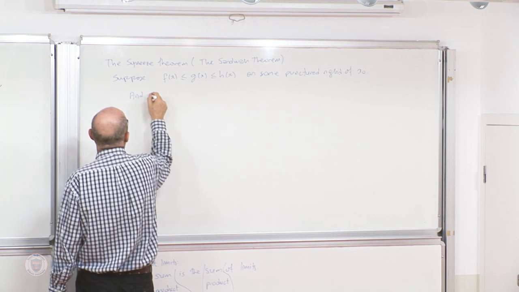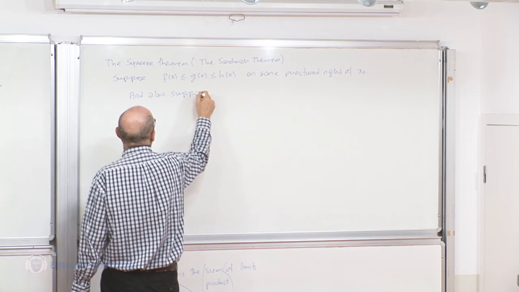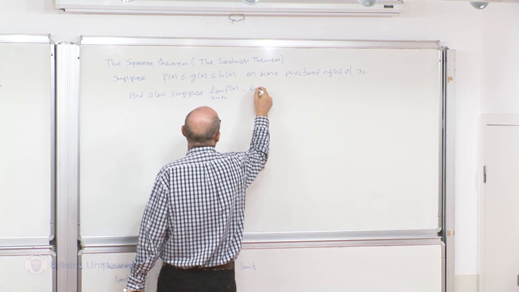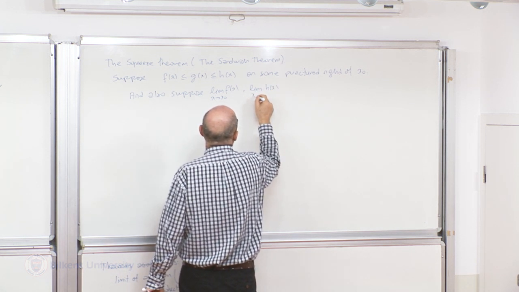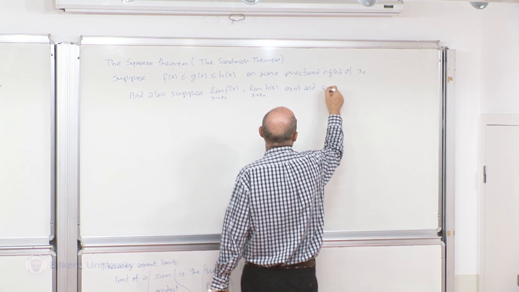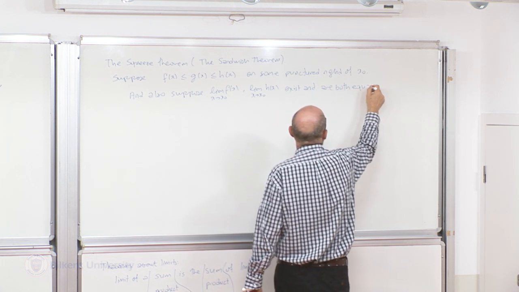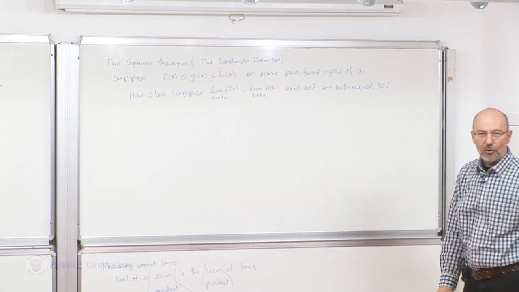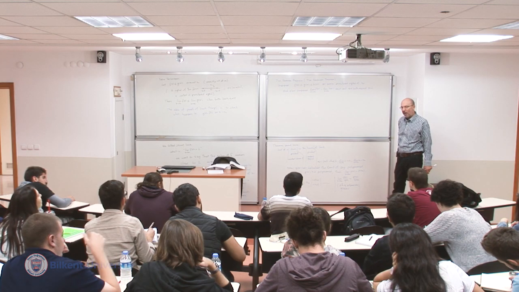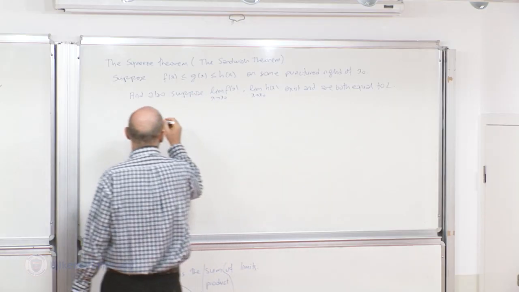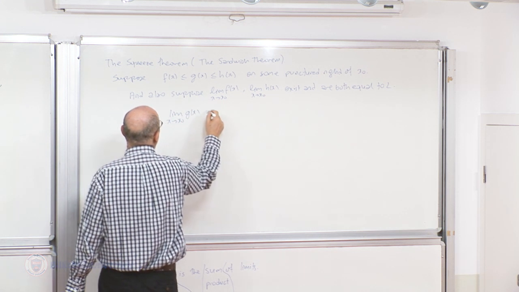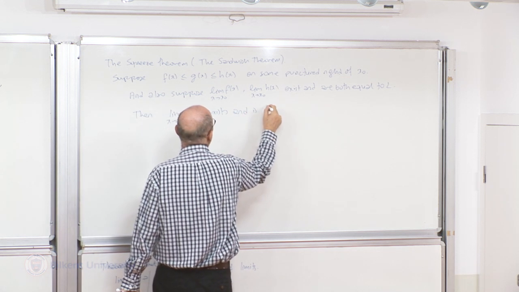And also suppose that the limit of f of x as x goes to x sub 0 and the limit of h of x as x goes to x sub 0 exist and are both equal to the same number. Okay, so we suppose that these two limits exist and are the same, and we call it L. Then the limit of g of x as x goes to x sub 0 exists and is L.